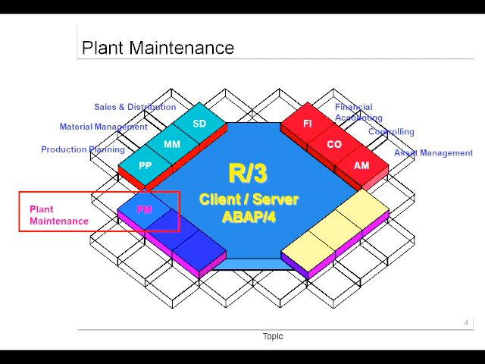So plant maintenance has integration. What do you call integration? It means interlinkage or something like that with some other modules. Also SAP has a lot of modules. Some of them are, say, production planning, material management, sales and distribution, finance and accounting, controlling, asset management, etc. There are a lot of modules in SAP.